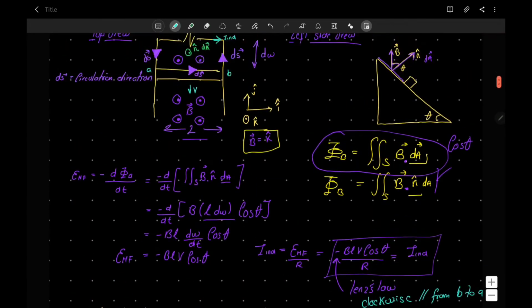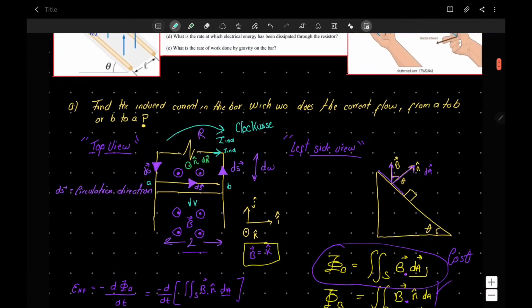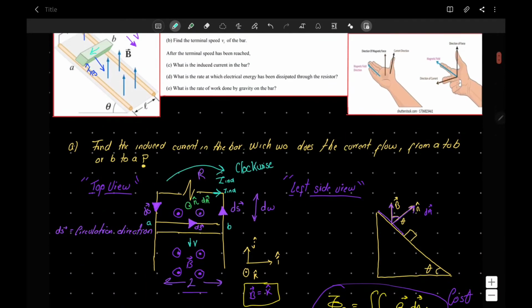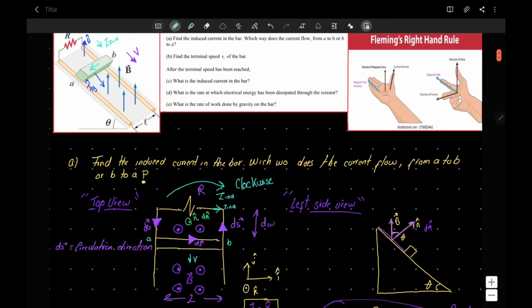Okay, so that's the first question we already answered. Now let's focus on question B, which is asking us to find the terminal speed, v sub t, of the bar. Terminal speed means that it is a constant speed, right?